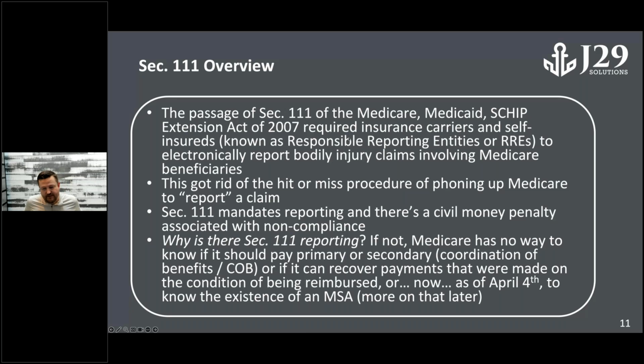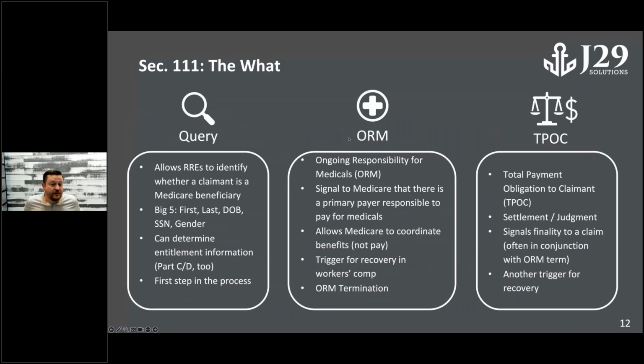You can go to slide 12, please. Okay, so there's three primary components. Lots of stuff in Medicare secondary payer comes in three, but there's three primary components to Section 111 reporting. And I'm going to talk in workers' compensation here. So the first is the query process.